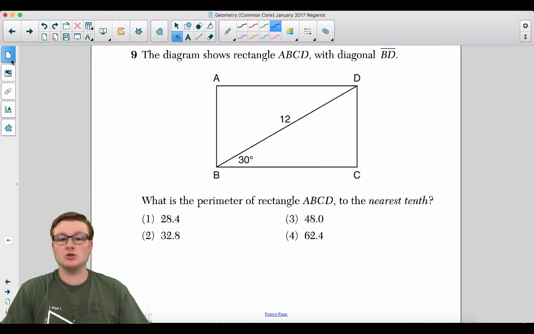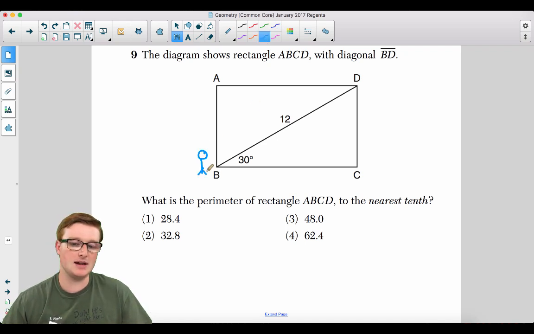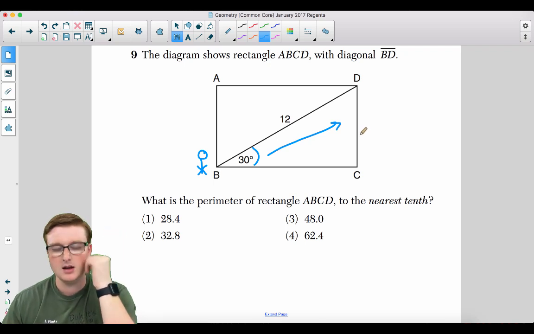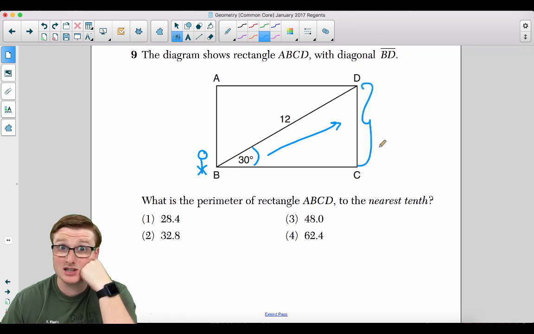The diagram shows rectangle ABCD with diagonal BD. What is the perimeter of rectangle ABCD to the nearest tenth? So what you have to say to yourself is, hey, wait a minute, I need to draw my little stick figure, and I need to solve for one of these sides. The problem is we don't have anything, nothing. But we do have the hypotenuse. So we could solve for DC using trigonometry, right?